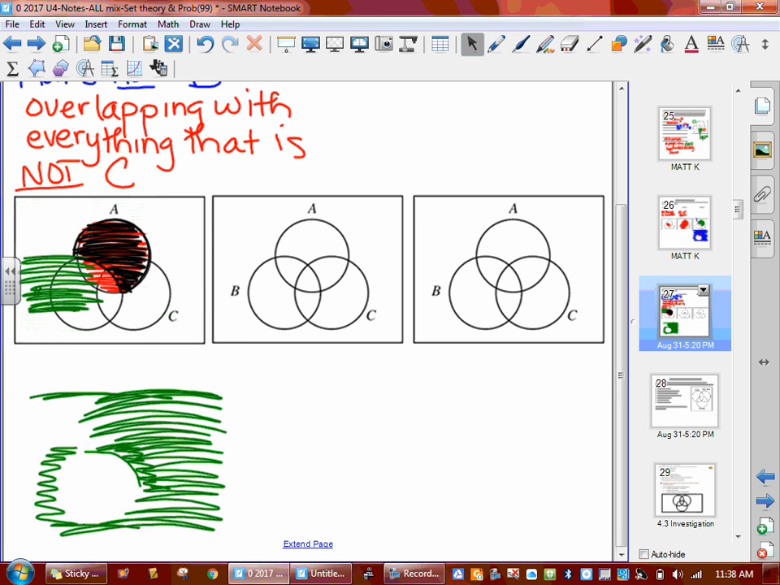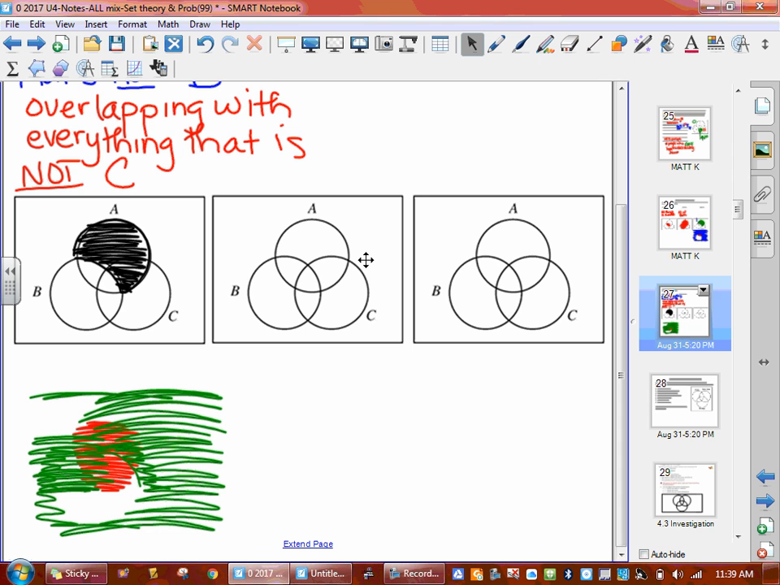And now we got to go to the rest of the question. So that's only the brackets. Now we need to know, and it's overlapping with everything that's not C. So now I've got to shade everything that's not C. So everything that's not C is going to be everything outside that C circle.